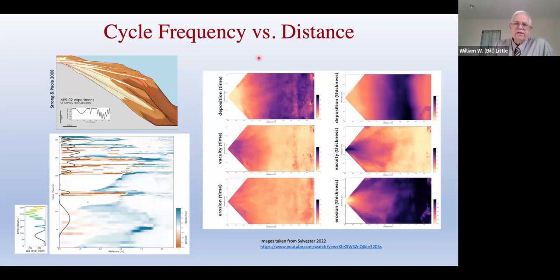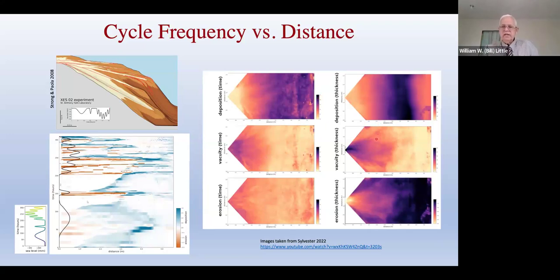Here, they put together some maps that show deposition in terms of both time and thickness, and as you would expect, the amount of time over which deposition takes place is going to increase from land out into the basin. And the opposite is also true, that the amount of erosion is going to decrease from the land out into the basin. And we can just combine the erosion and the vacuity, because the erosion is removing the sediment that was here.